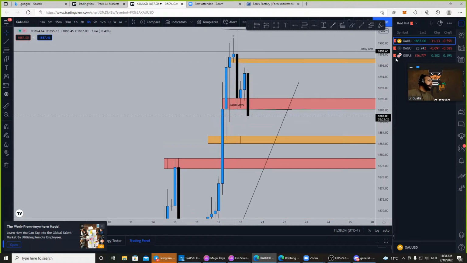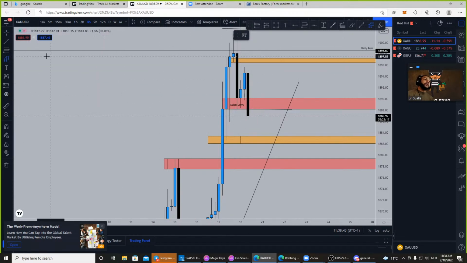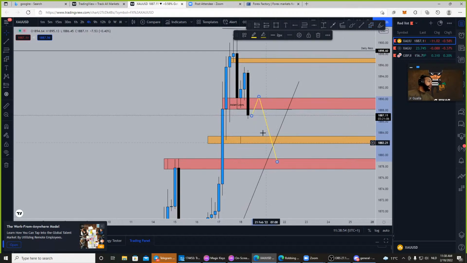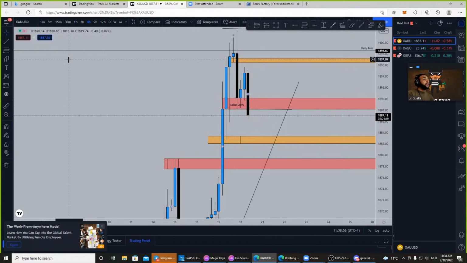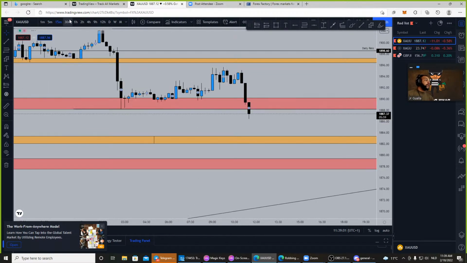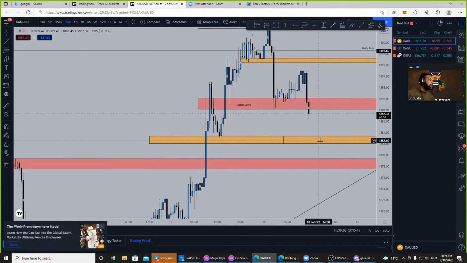So the next opportunity would be a 4-hour closing below here, then the next 4-hour candle leaving a wick in here, then continue lower. That's your next opportunity if you really want to wait. But on the lower time frames, we're gonna get another opportunity to probably take this down into this area.